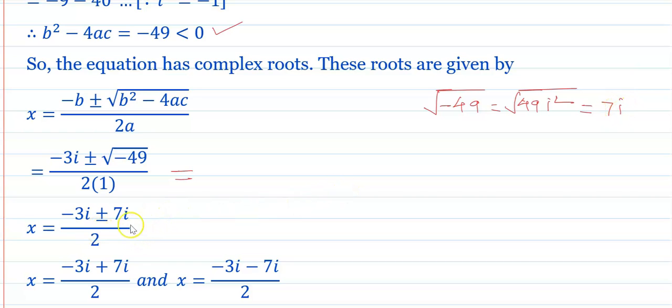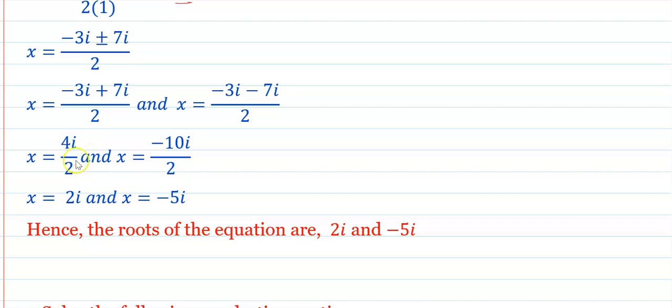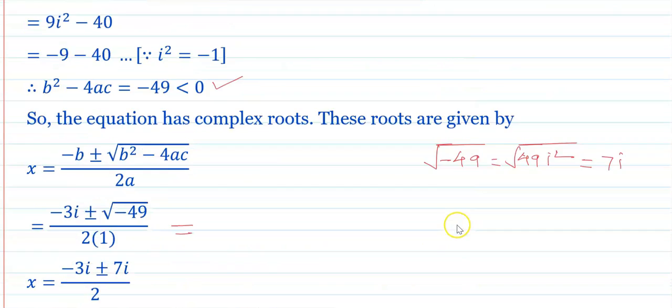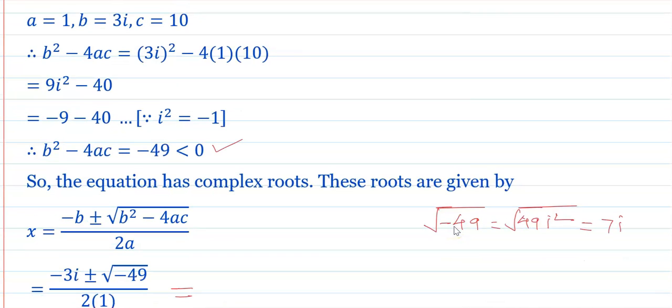Once plus and once minus will come, that is minus 3i plus or minus 7i upon 2. Minus 3i plus 7i upon 2, and minus 3i minus 7i upon 2. Minus 3i plus 7i is 4i upon 2, minus 3i minus 7i means minus 10i upon 2. Therefore x equals 2i and x equals minus 5i. Hence the roots of the equations are 2i and minus 5i. Easy question I thought.